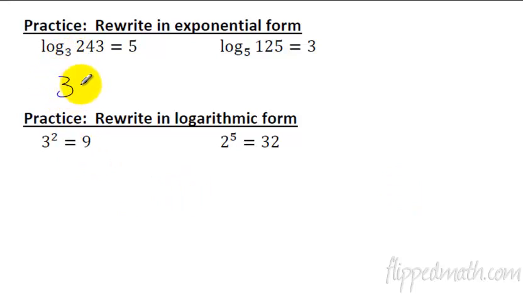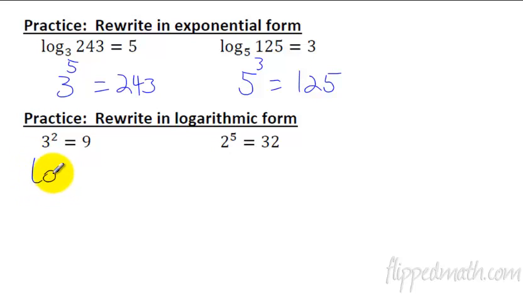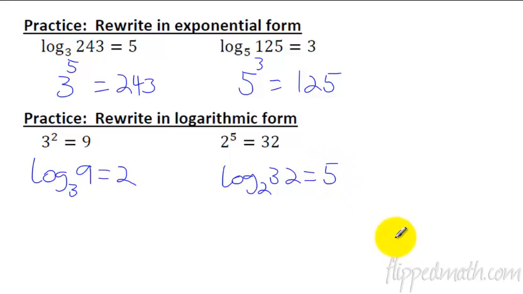Exponential form: you take the base 3, you raise it to the other side, and that's going to equal 243. Simple. That's exponential form. Take the base 5, raise it to the other side, which is 3, and that will equal 125. Now let's go the other way. If we have exponential form, 3 squared is 9, let's write it as a logarithm. The base of the exponent is going to become the base of the logarithm. So log base 3 of the other side, which is 9, that would equal 2. For this one, log base 2 of the other side, which is 32, that will equal 5. Okay, that's writing in between exponential and logarithmic form.